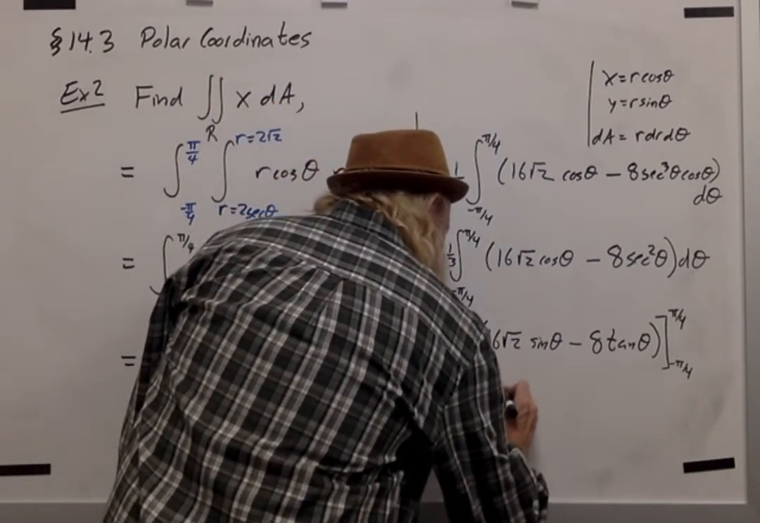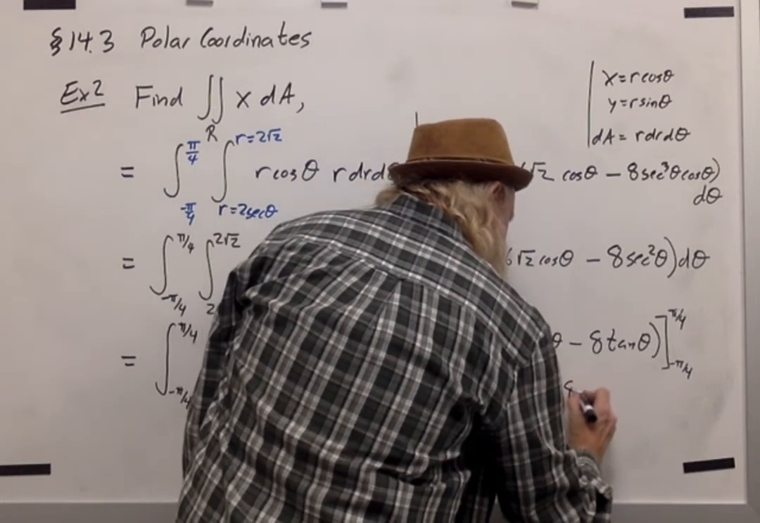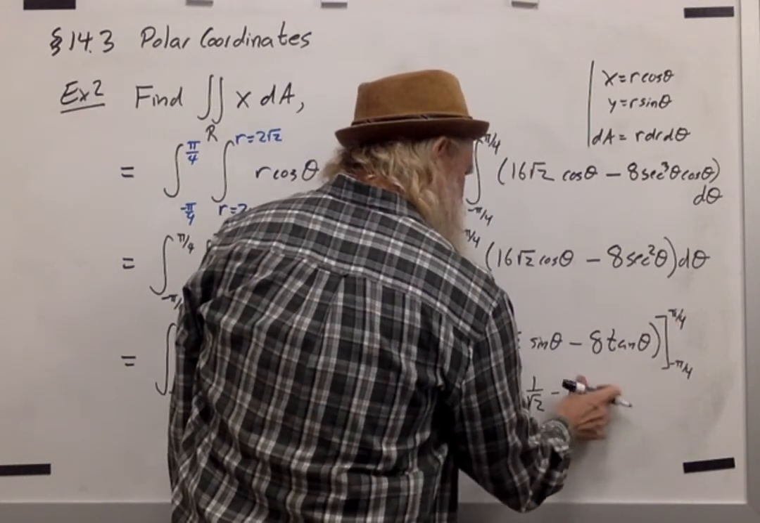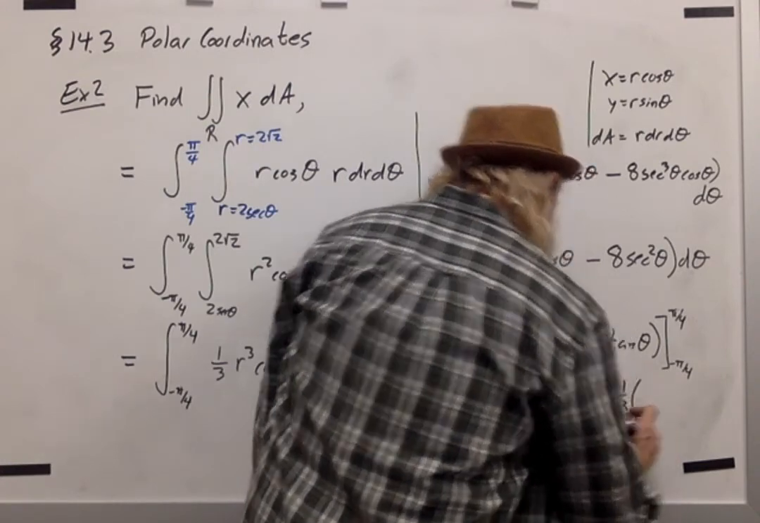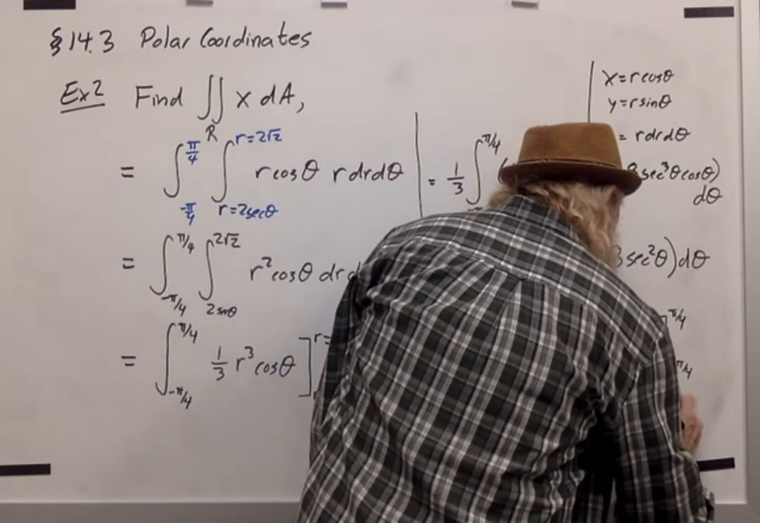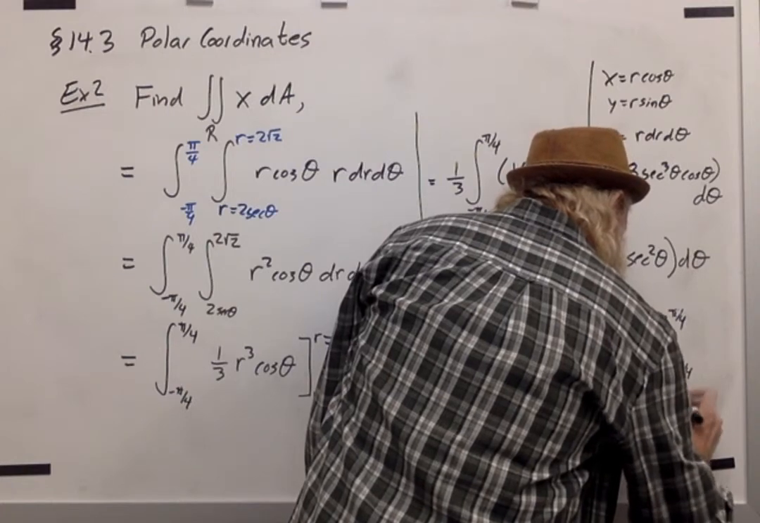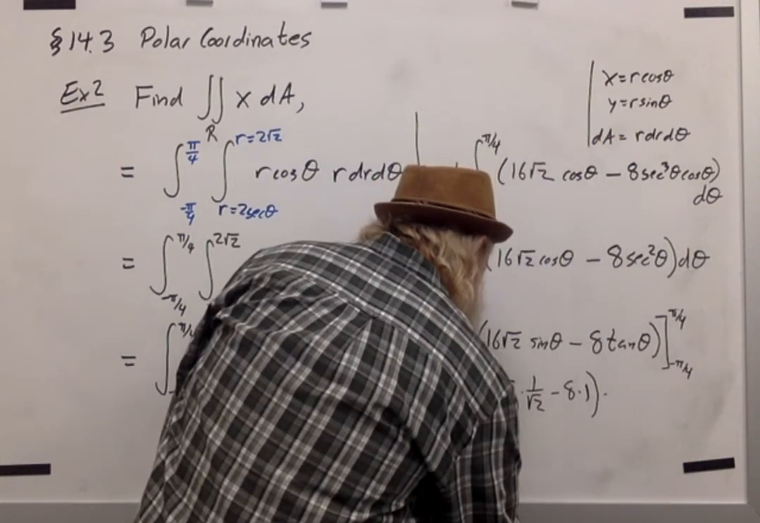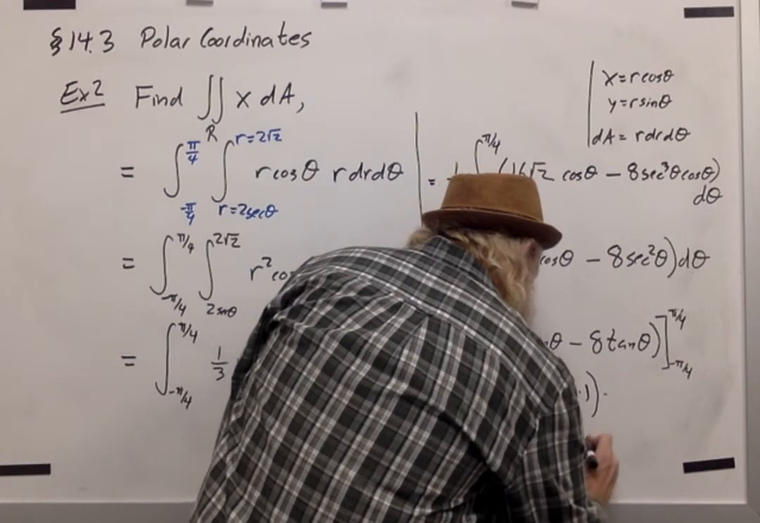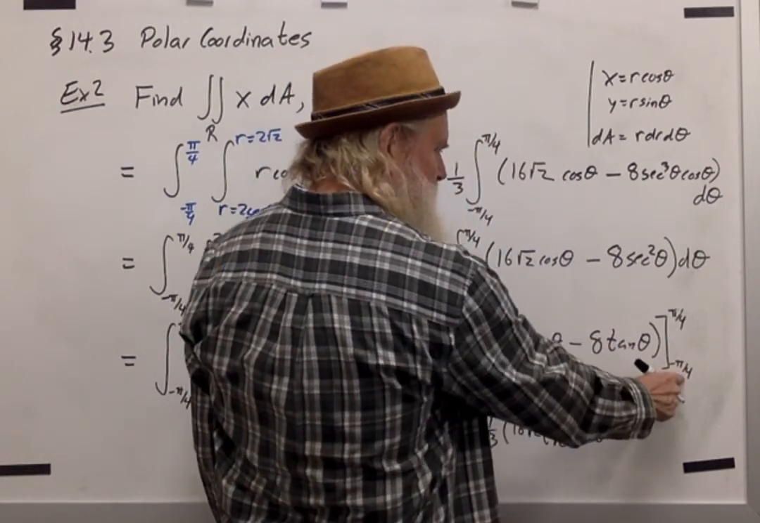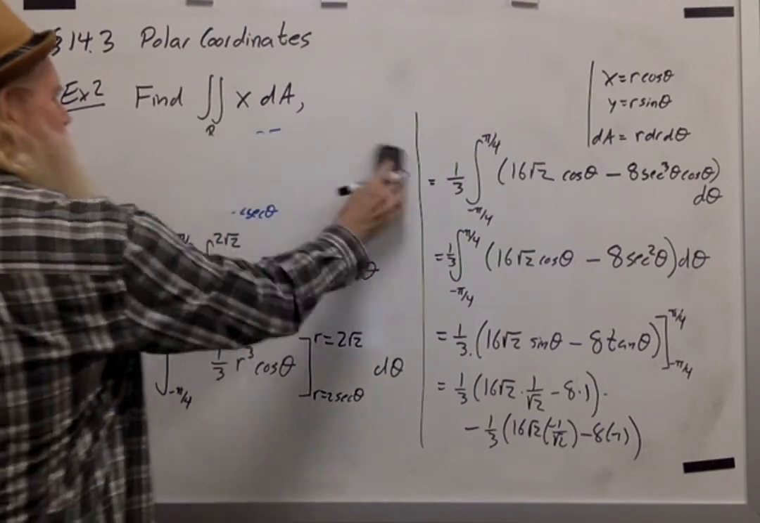1/3, 16 square root of 2 times sine of pi over 4, which is 1 over square root of 2, minus 8 times tangent of pi over 4, which is 1, minus 1/3 of 16 root 2 times sine of negative pi over 4, which is negative 1 over square root of 2, minus 8 times tangent of negative pi over 4, which is negative 1. And let's come over here and finish it out.